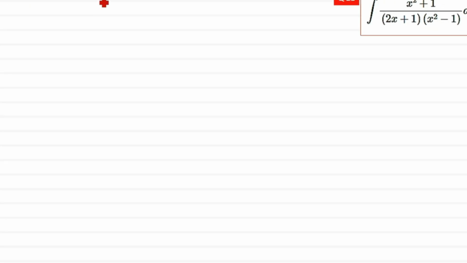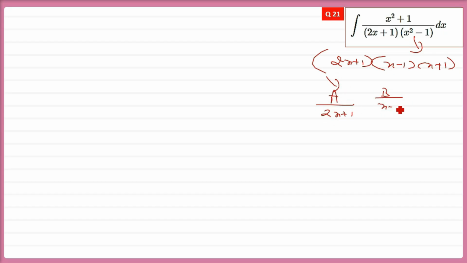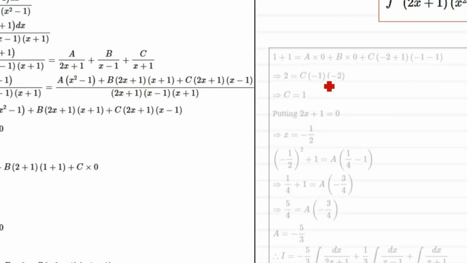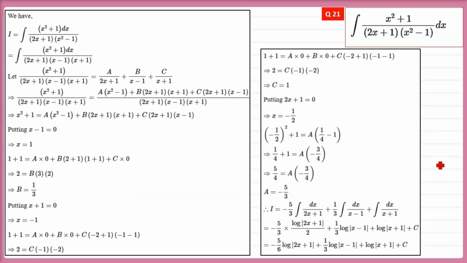And one thing, if you do that, you'll be able to do it, because already 19 questions we have covered. X square plus 1, 2x plus 1 and x square minus 1. Here also we have 2x plus 1 which is a linear factor, but x square minus 1 can be written as x square minus 1 square, which in turn can be written as x plus 1 into x minus 1. So we have a divided by 2x plus 1, b divided by x minus 1 and c divided by x plus 1. That is 3 parts which can be integrated easily if you find out a, b, c. So this is how you have to go about it.